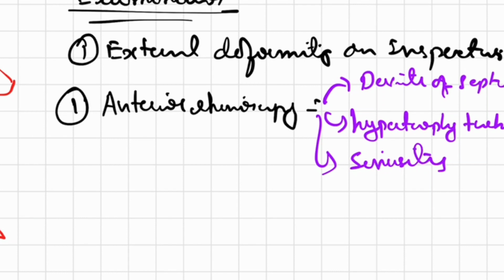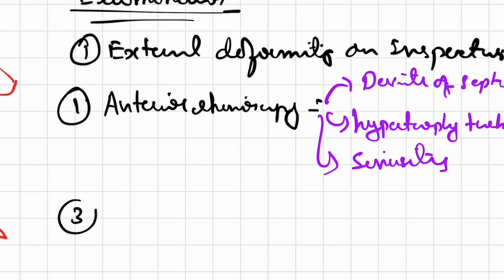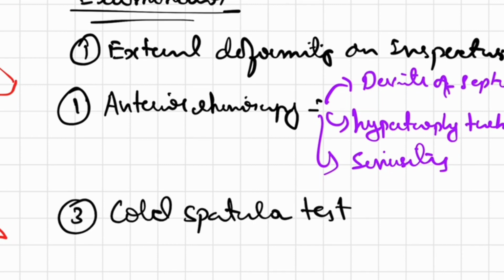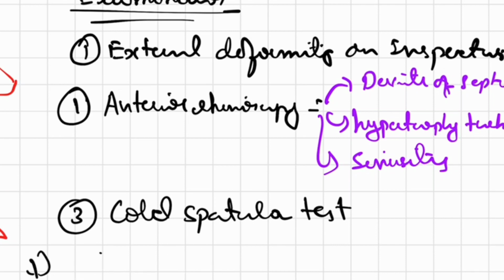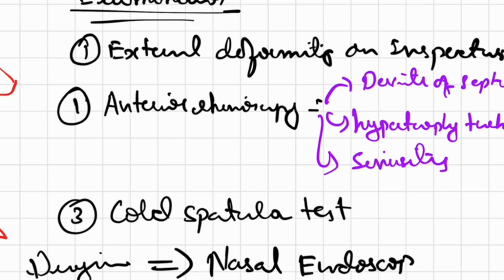An important next test is the cold spatula test. It is not a specific test, but it can be done. In this, we keep the tongue depressor over the philtrum and ask the patient to breathe over it, and we look for the mist. Where the mist doesn't form, there is a nasal obstruction on that side. DNS is diagnosed by nasal endoscopy and confirmed by CT scan.